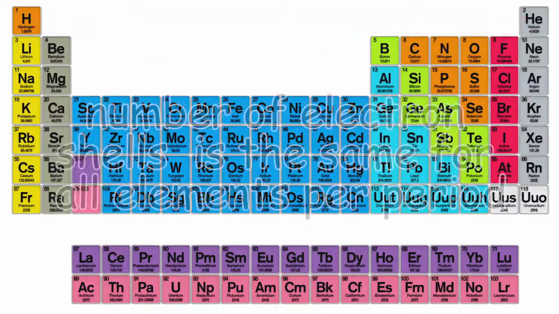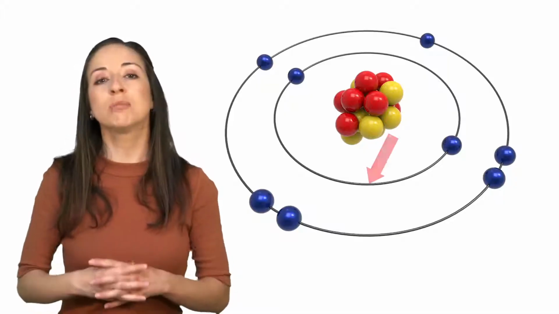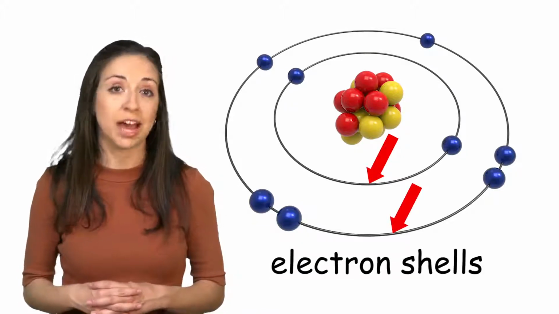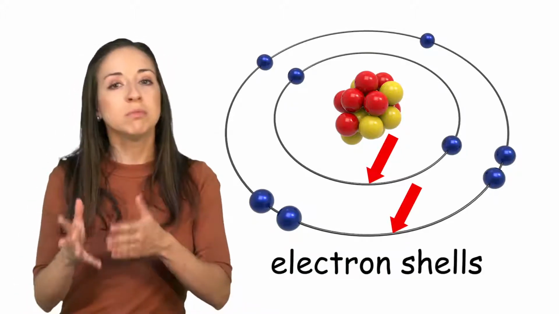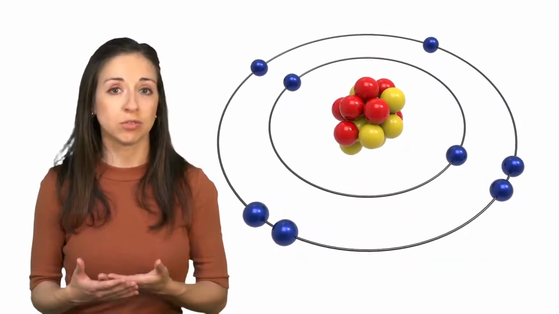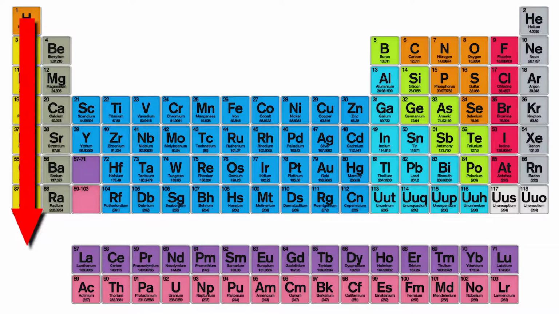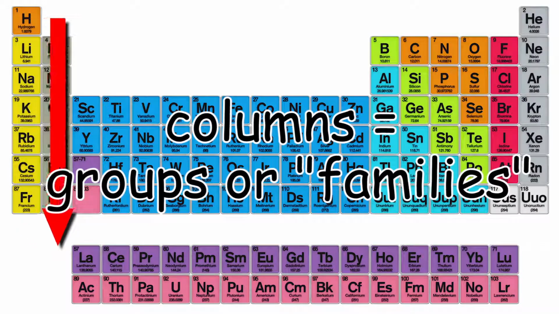The number of electron shells is the same for the elements in the period. Electron shells refers to the number of orbits around the nucleus of the atom. As you go from left to right in a row, there is an additional electron in each orbit or electron shell. The elements are also placed in vertical columns called groups or families.